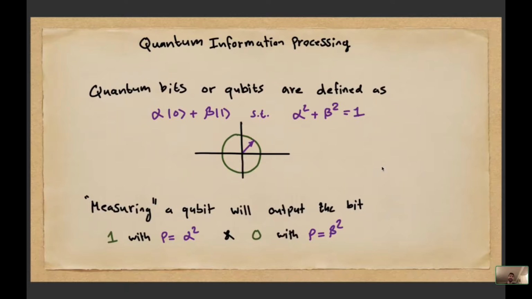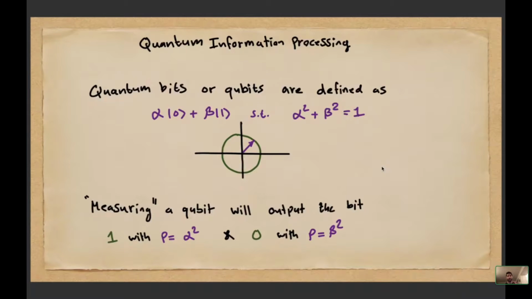Namely, if I have a bit in the state alpha 0 plus beta 1, and I have some device that measures this bit, imagine the bit is encoding, for example, whether an electron is moving around a neutron in a clockwise or anti-clockwise direction. So clockwise would be 1, anti-clockwise would be 0. So some physical object is encoding two possible situations, so a bit.